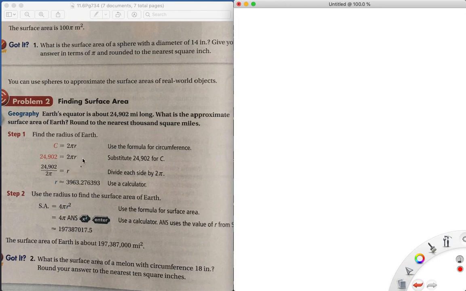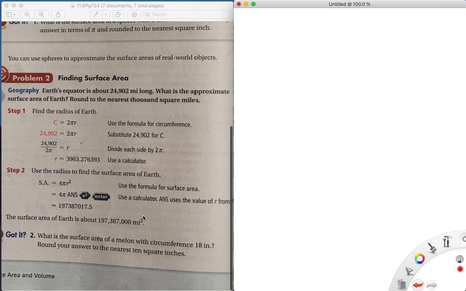Once you get your radius, then you can plug it back in for r in the surface area equation, 4 pi r squared, and square the radius, multiply by pi, multiply by 4, and you get this huge number, which is, let's see, 197,387,117.5 meters squared.